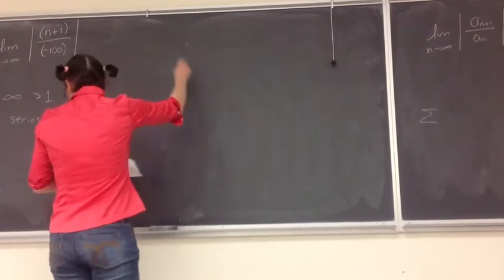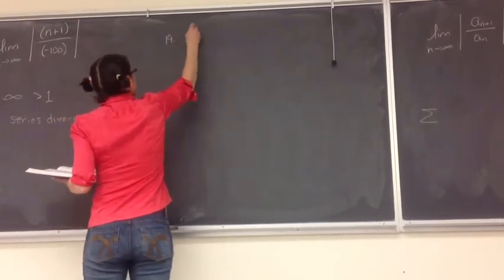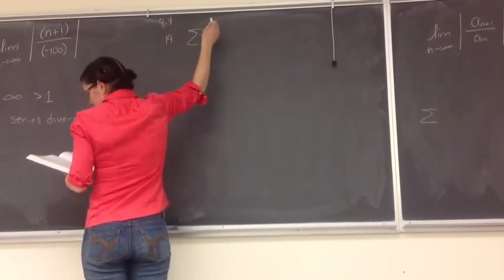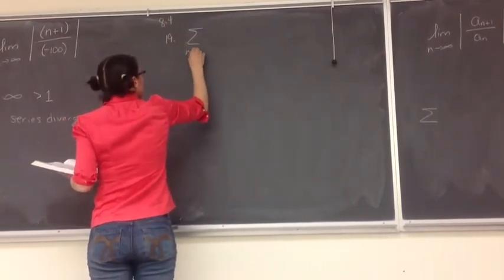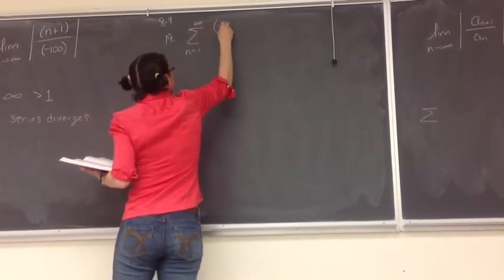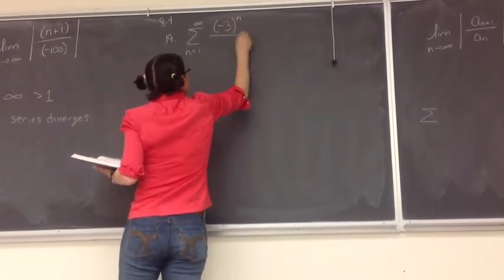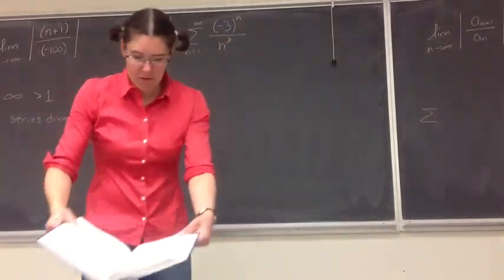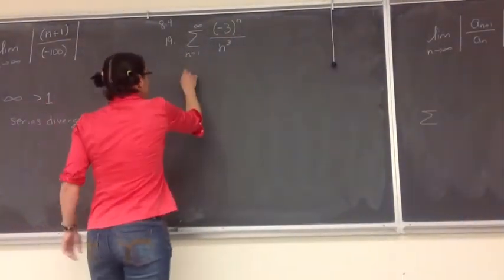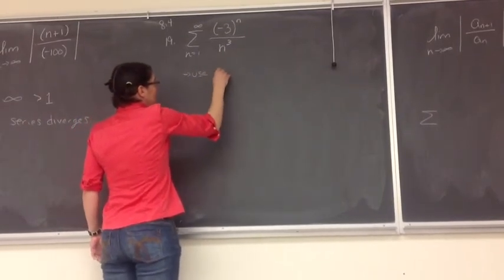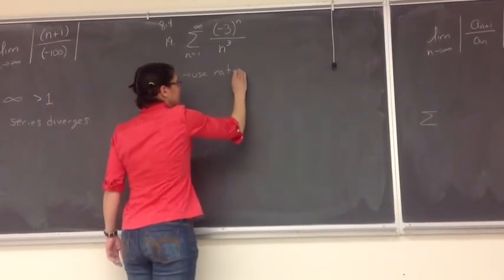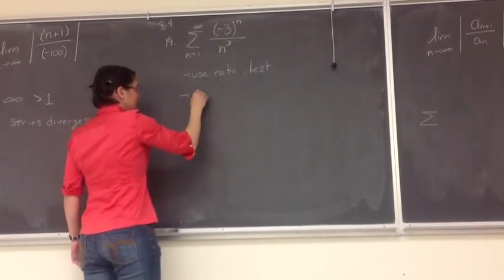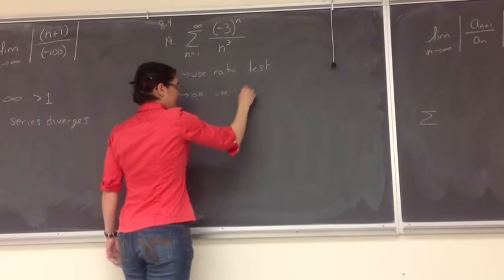Okay, so let's take a look at number 19. This is in section 8.4. We have the sum where n goes from 1 up to infinity of -3 to the n over n to the 3rd. And so one option here is to use the ratio test. And the other option is to use the alternating series test.